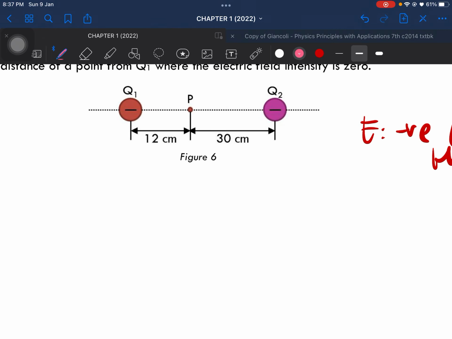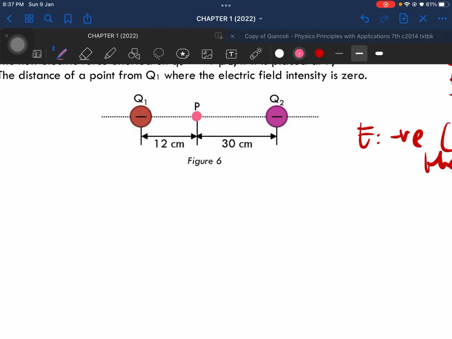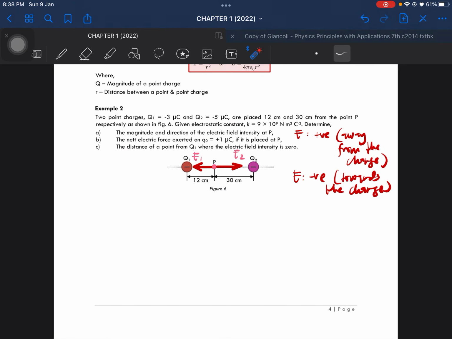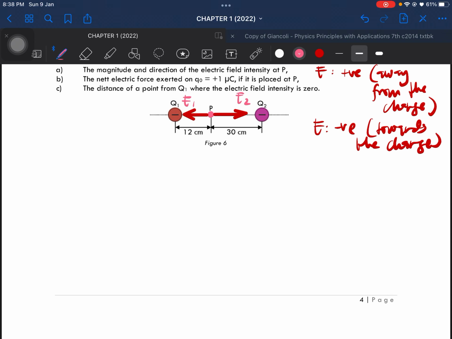So at point P here, both of these are negative charges, so the electric field will be pointing towards the charge. This will be pointing towards the charge, and this will be pointing towards the charge as well. So this is going to be E2, and this is going to be E1. Why? Because this is pointing towards the charge, and we label it by which charge it is pointing to. Okay? So for the magnitude and direction of the electric field intensity, we can use the formula E.